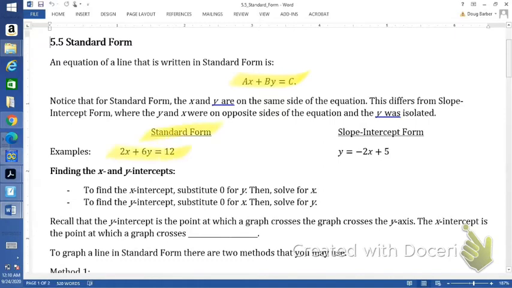Alright, so here are a couple of examples of what we're talking about. Here in standard form, notice that the x and y are on the same side of the equal sign. Here in slope-intercept, they're on different sides and our y there is isolated.